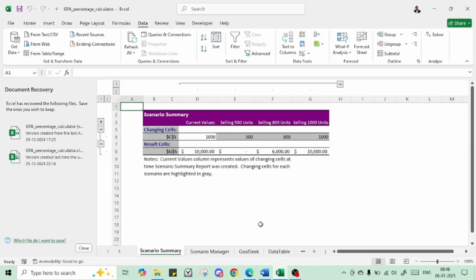Now let's get to the next feature of what if analysis: goal seek. Goal seek is to find the right input for the value you want. Let's get to the goal seek example.